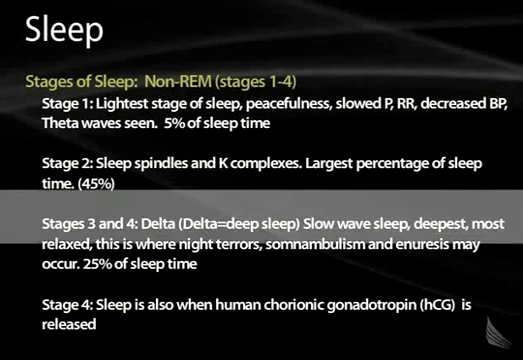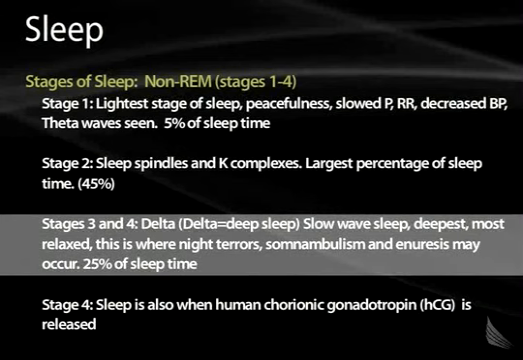Next, you can actually group stage 3 and 4 together. Now, this is considered deep sleep. And in deep sleep, you have delta waves. So both of those are D's, deep and delta. And this is slow wave sleep. It's very deep. You're very relaxed. And this is frequently where a majority of your parasomnias occur, such as night terrors, somnambulism, which is sleepwalking, and enuresis. And stage 3 and 4 constitute about 25% of your sleep time.